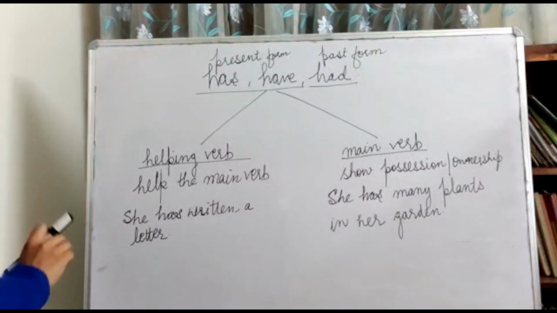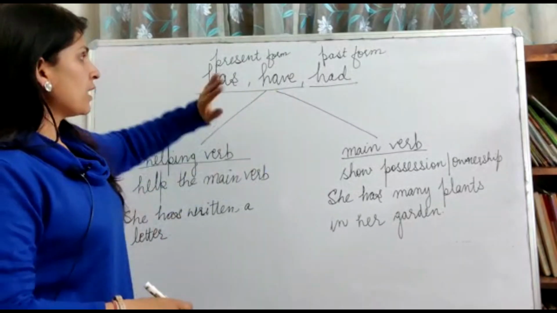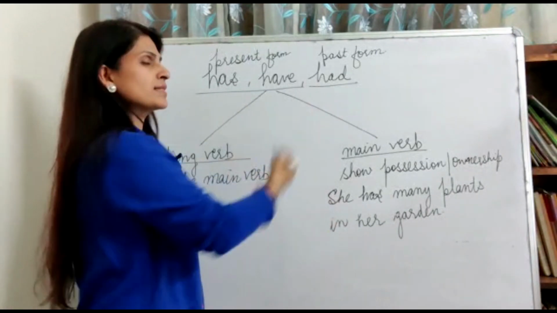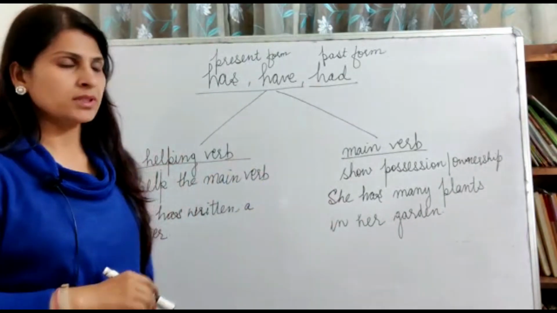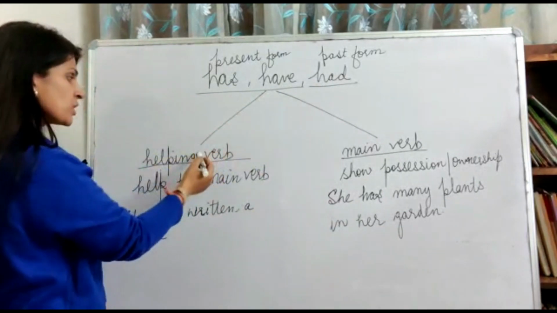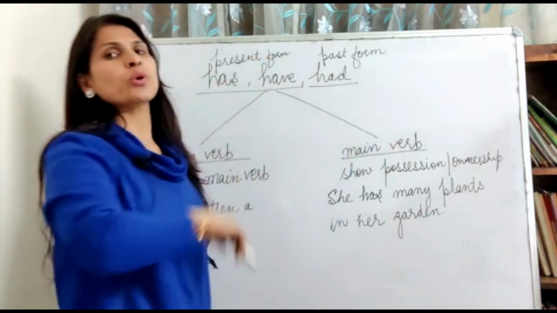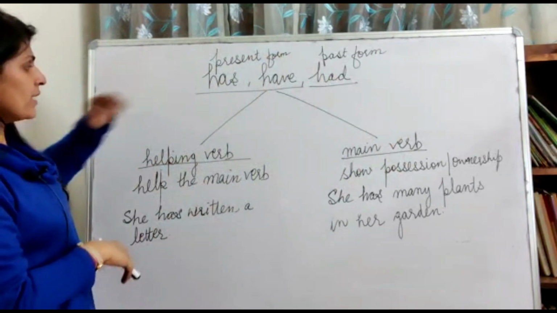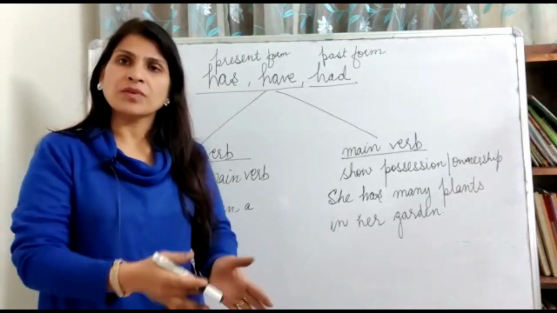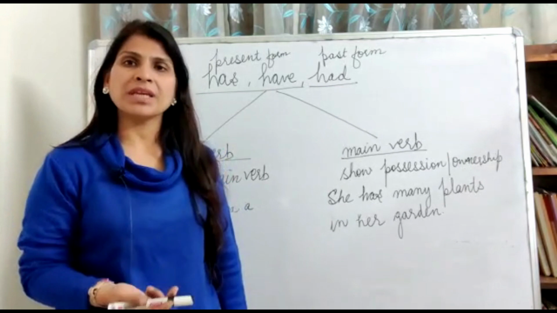Let's first very quickly learn about the verbs has, have and had. Has and have are the present forms of the verb and had is the past form of the verb. They have two functions in the sentence. They can be used as the helping verb also, and they can be used as the main verb also in the sentence. When they are used as the helping verb, it means the verb that helps. But whom does it help? It helps the main verb.